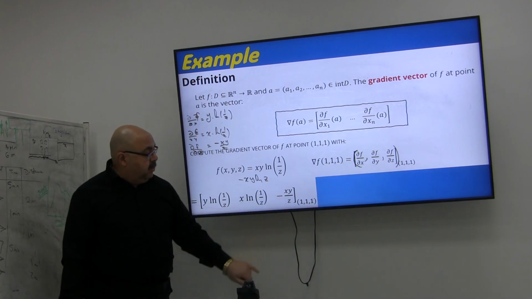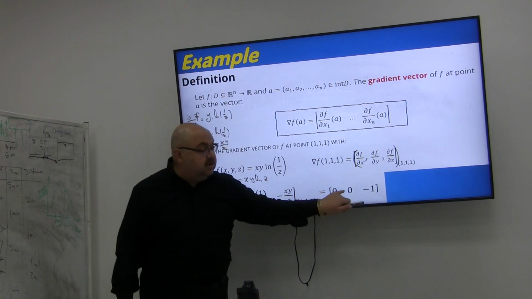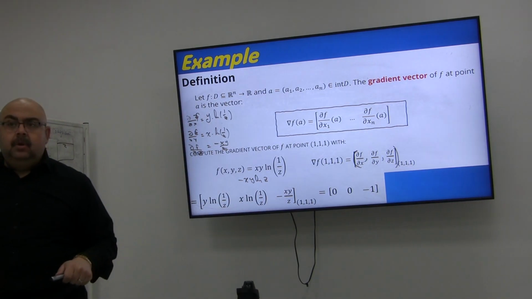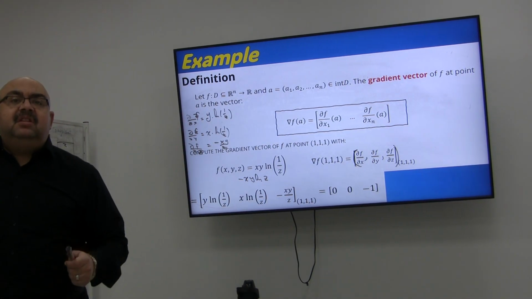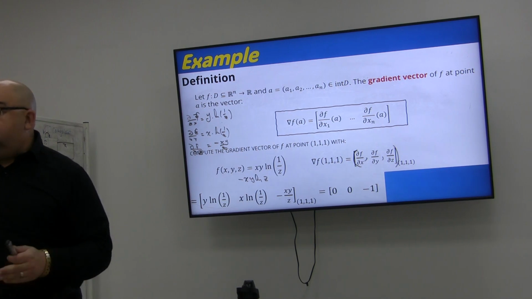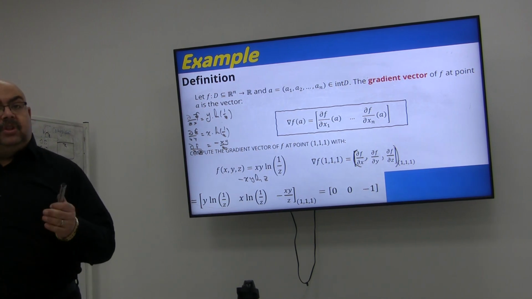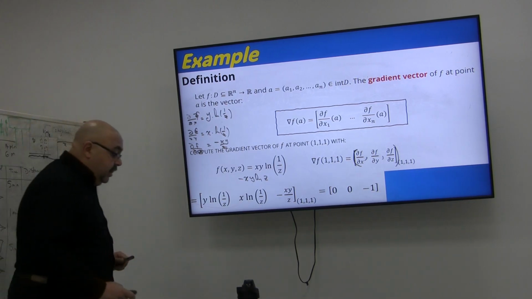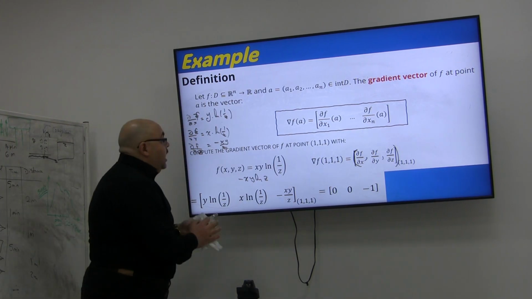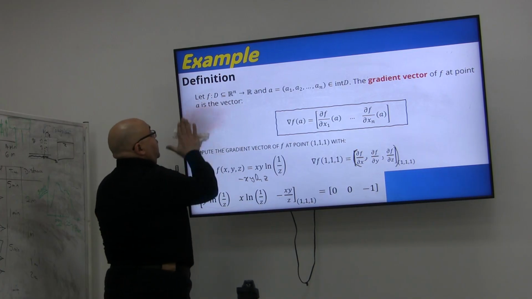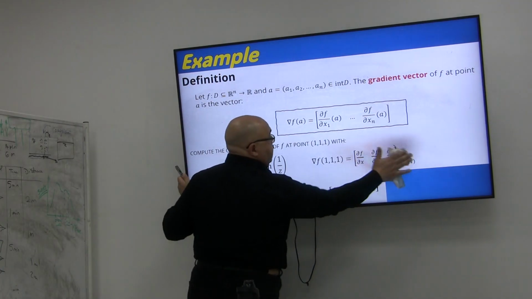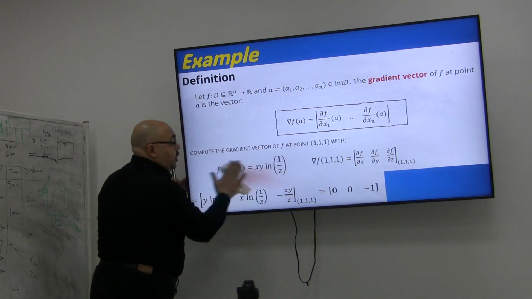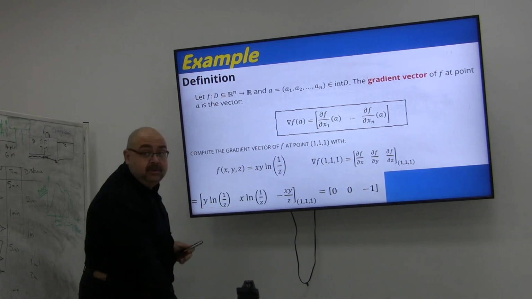1 and 1 divided by 1. So the result is going to be 0, 0, -1. I believe one of the problems that I sent to you was about finding the gradient vector at a certain point, which is very, very simple. All I have to do is to get the derivatives and then make the substitution. The gradient vector plays a main role in finding a tangent plane to a certain curve. So it's really very important, as you can see.